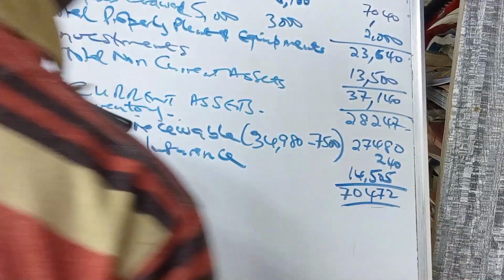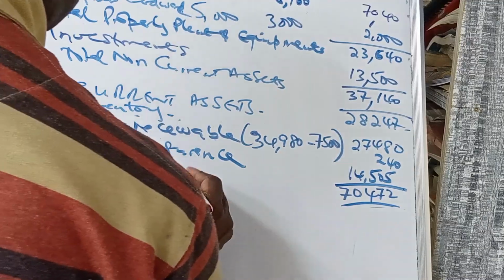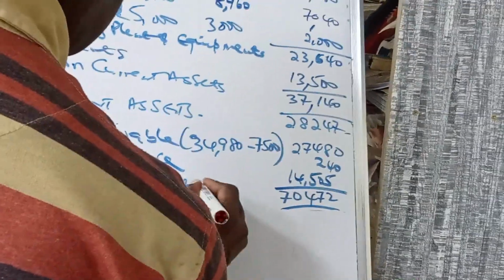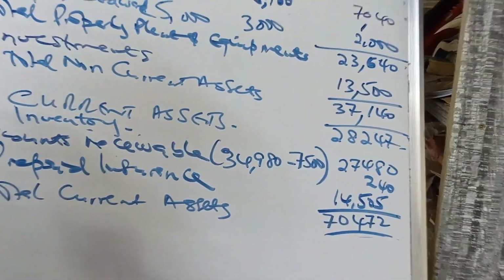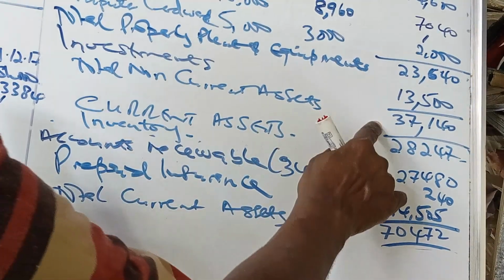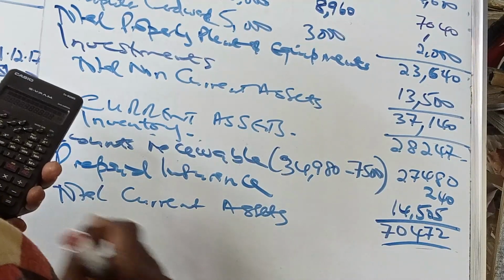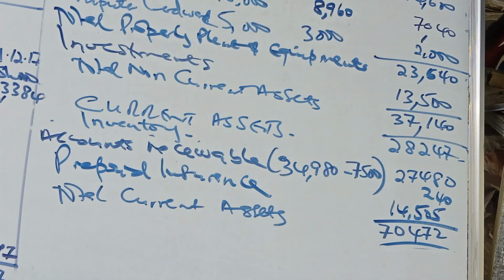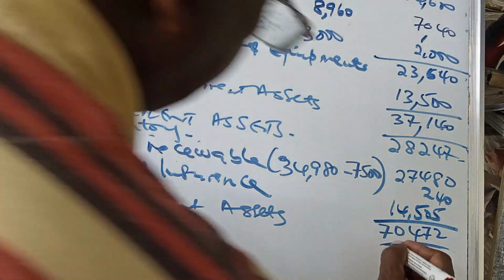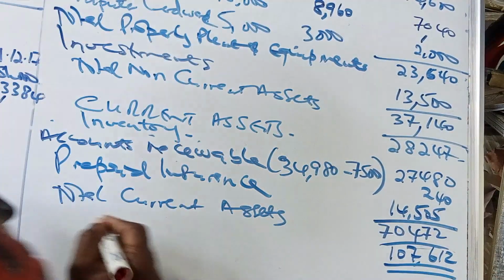Total current assets. Then you add total current assets to total non-current assets, which is 37,140. We get a figure of 107,612. 107,612 is our total assets.